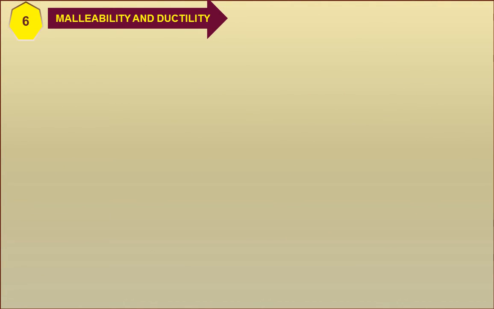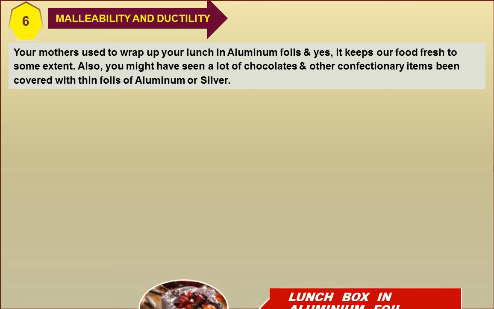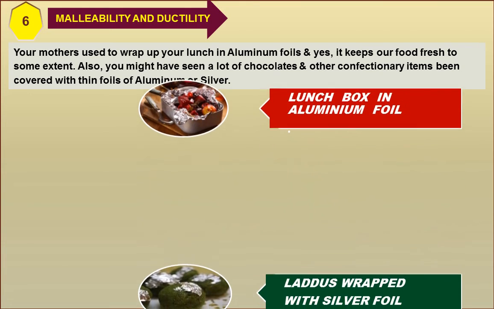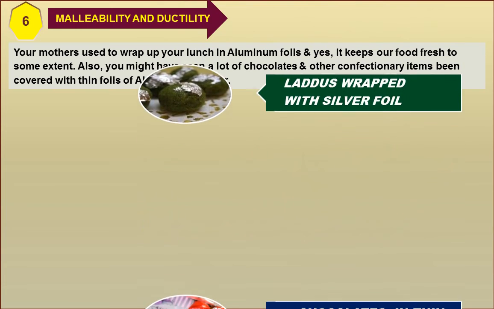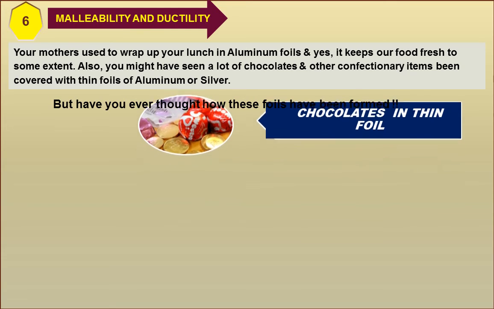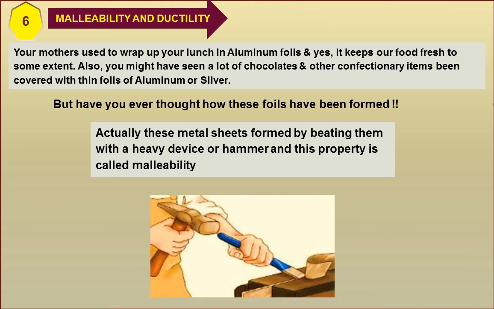Let's discuss the sixth property, malleability and ductility. Have you ever observed in your lunch time your food is wrapped in an aluminium foil, and when you go to confectionery shops the items are covered with aluminium or silver foil? But have you ever thought how these foils are made? Actually, these metal sheets are formed by beating them with a heavy device or hammer, and this property is known as malleability.